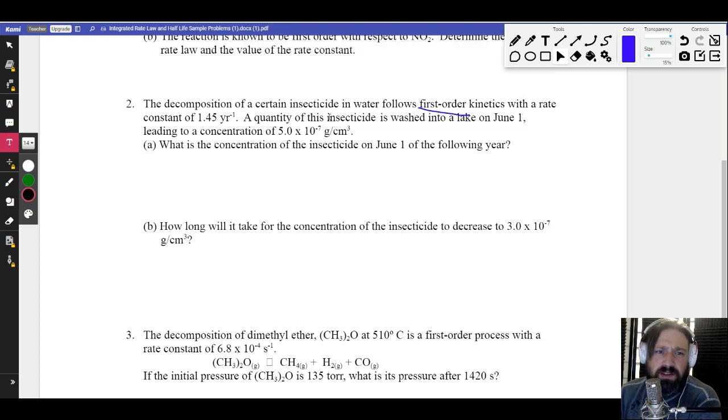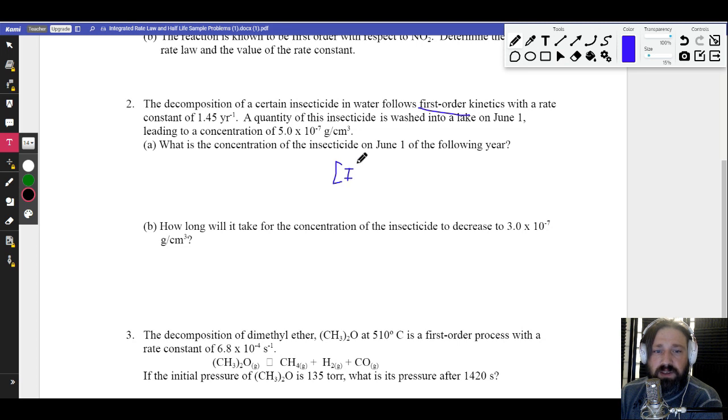The quantity of this insecticide is washed into a lake on June 1st, leading to a concentration of 5.0 times 10 to the negative 7th grams per centimeter cubed. So here's our concentration. What is the concentration of the insecticide on June 1st the following year? So our time is 1 year. So that's going to make things a little bit easier. I'm going to change this up a little bit.